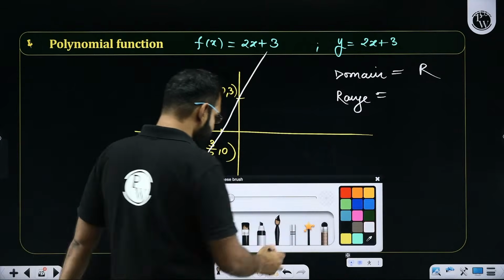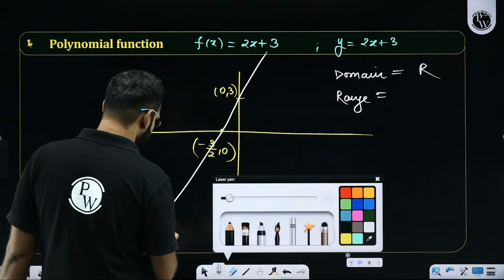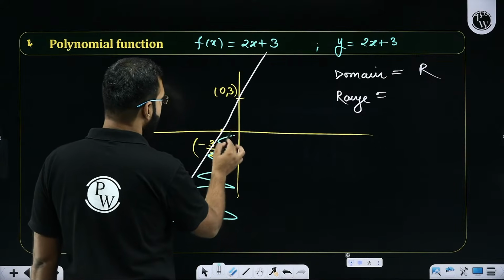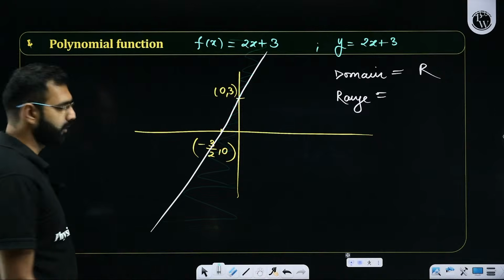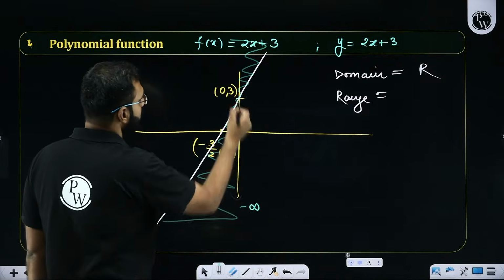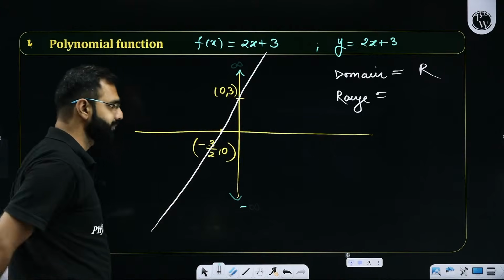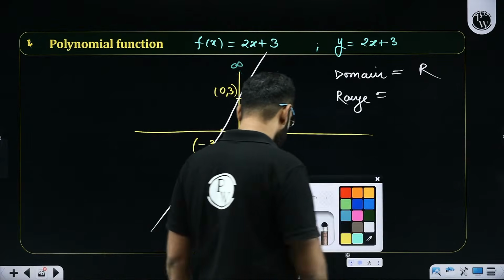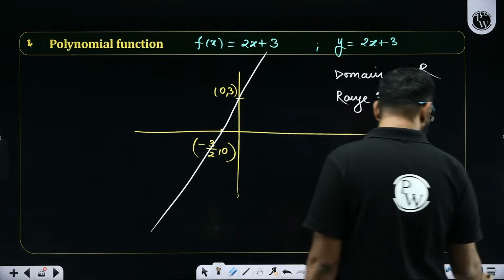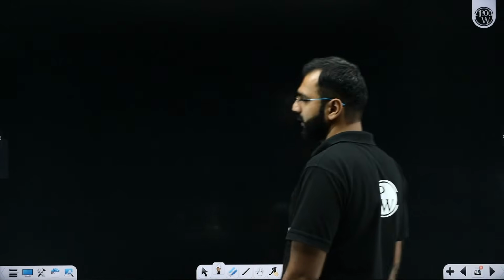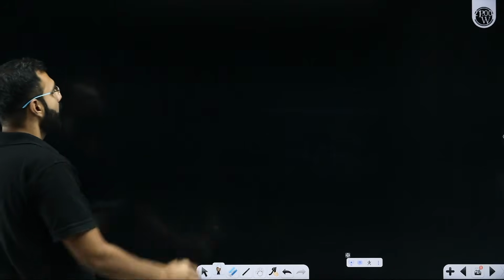Sir, what about the range in that case? If I track the function along the y-axis, again I'm able to track it everywhere on the y-axis, that is from minus infinity to plus infinity, yes or no? Which means here I'll say that the range is also R. Shall I tell you one very interesting and important fact or observation here?